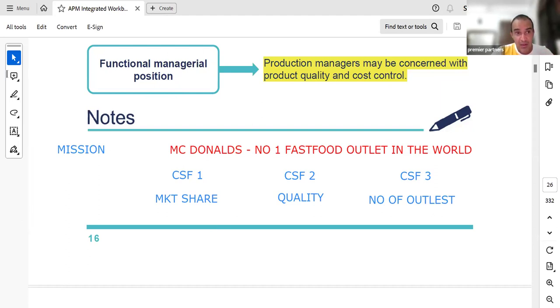Now, third, we need to have our KPIs. Right? We need to have our key performance indicator, KPIs. Now, KPIs are those things that will tell us if we are achieving our critical success factors. KPIs are performance indicators, which will tell us if we are achieving our critical success factors.